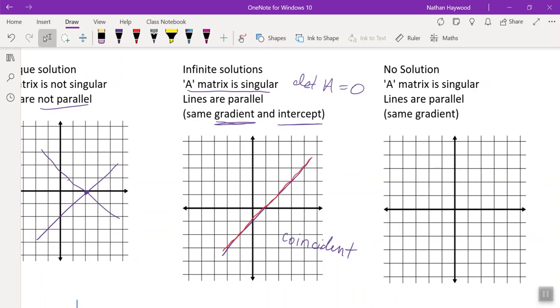What does no solution look like? No solution, they never intercept. Saddest love story ever, yeah? They're just always watching each other for eternity. Okay, so again, the A matrix is singular and they're parallel. And if you think of them in terms of y equals mx plus c, the gradient is the same.